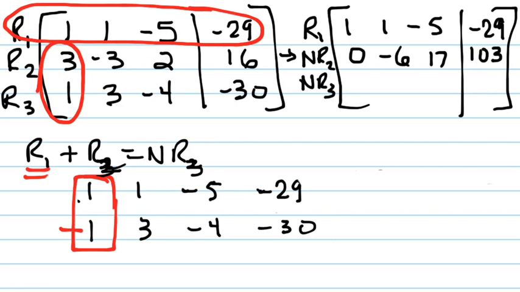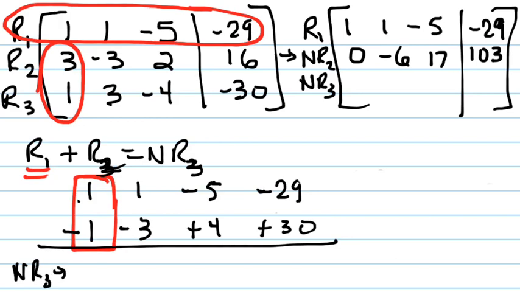That becomes negative, whoops, let me use black. Becomes negative 1, negative 3, positive 4, positive 30. And since I didn't do much math, I'm just going to go ahead and do it right there. 1 minus 1 makes 0. 1 minus 3 is negative 2. Negative 5 plus 4 is negative 1. Negative 29 plus 30 is 1. And that is my new row 3. Okay, so now I have my new matrix.